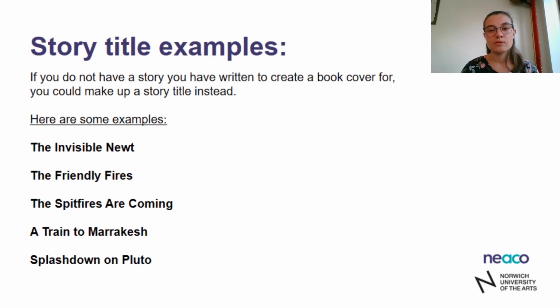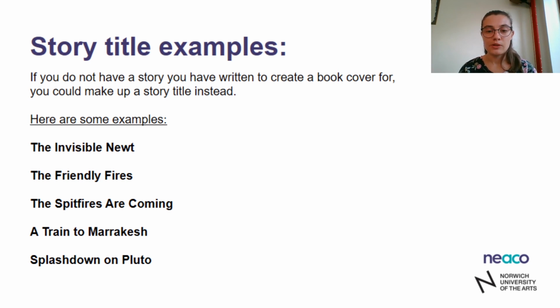So here are some story title examples if you don't have a story that you have written. It's great to use a made-up story title because if you choose one that already exists, you could easily Google that, see what the book cover is, and then you might come up with an idea that's really similar. If you've got something completely made up, then you have to really be creative yourself. You don't already have something in your mind of what that could look like.